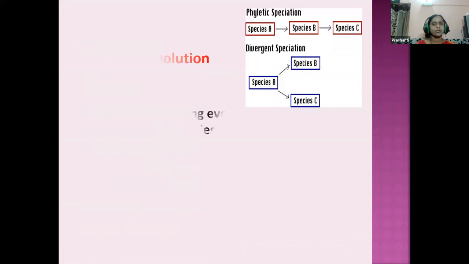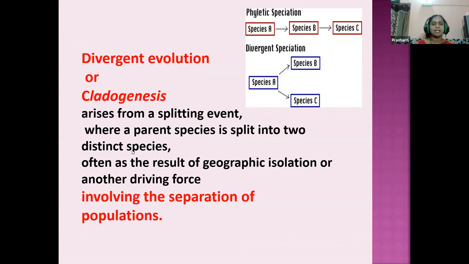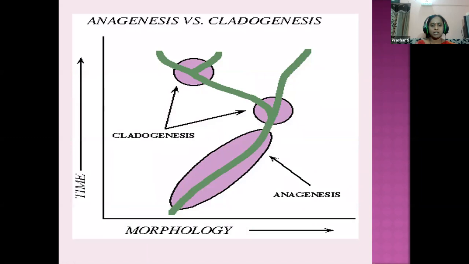The next one is divergent, also called cladogenesis. A parent species splits into two. Just see, children, species A is giving rise to species B and species C. That is dividing, or divergent. So this is divergent speciation. Why? As a result of geographic isolation or another driving force. Here, just see in this picture, children: anagenesis leads to a new species only by a single lineage. But cladogenesis also leads to a new species, but by dividing or splitting into two populations.